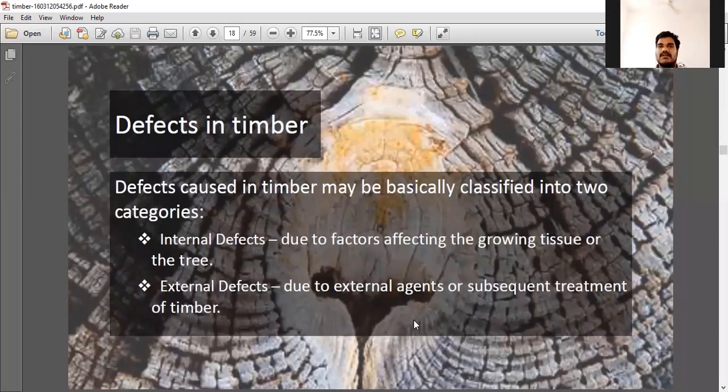And generally there will be defects also in the timber. The general defects are basically classified into two categories: internal defects and external defects. The internal defects may be due to the growing tissue of the tree, and external defects are due to external agents or subsequent treatment of timber. Okay, so generally, you know how timber will be spoiled.